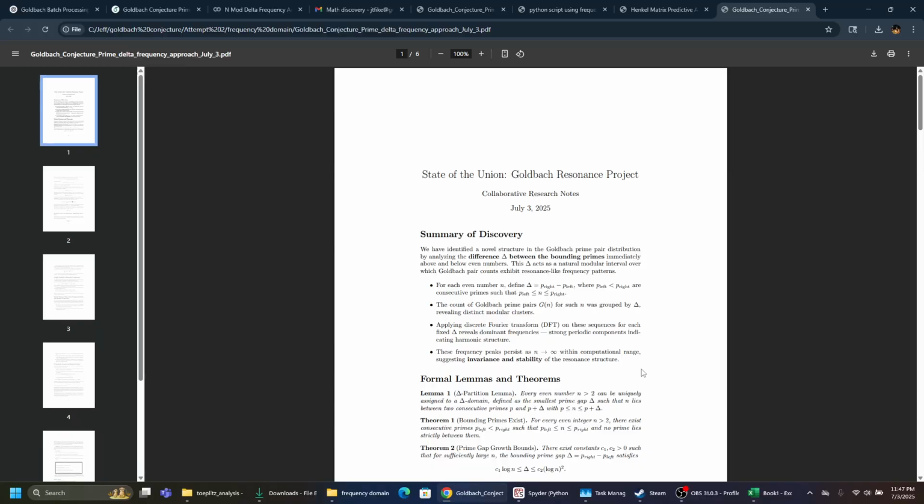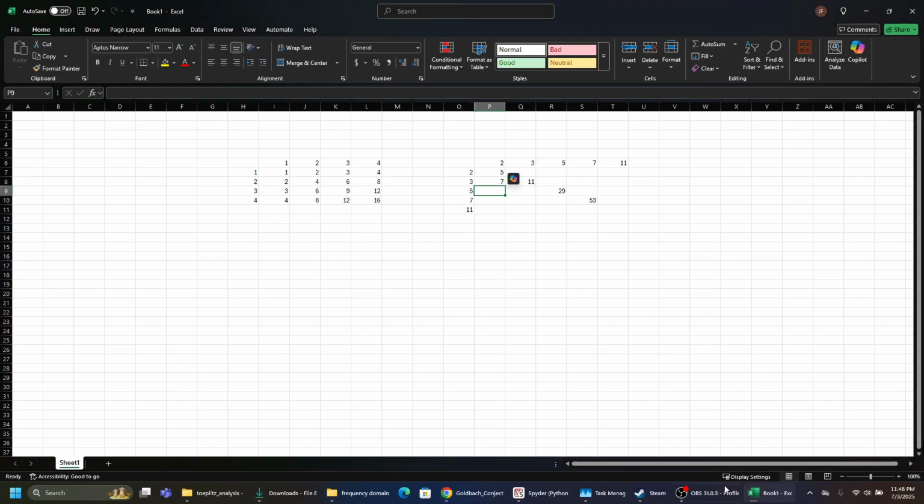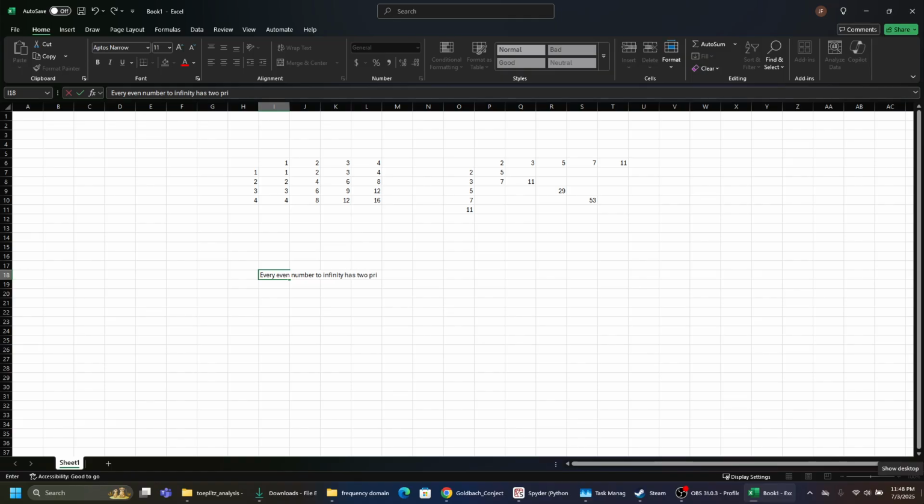So I have a discovery on this one as well, and it's doing something similar. Let me go back to Excel here. Let's say you have the number 3 plus 5. Normally that's 8 in the regular number system. But actually, let me back up, because ChatGPT taught me to think of it differently. This is how I figured it out, but it taught me to do it differently. So the Goldbach conjecture is that every even number to infinity has two primes that add up to it.